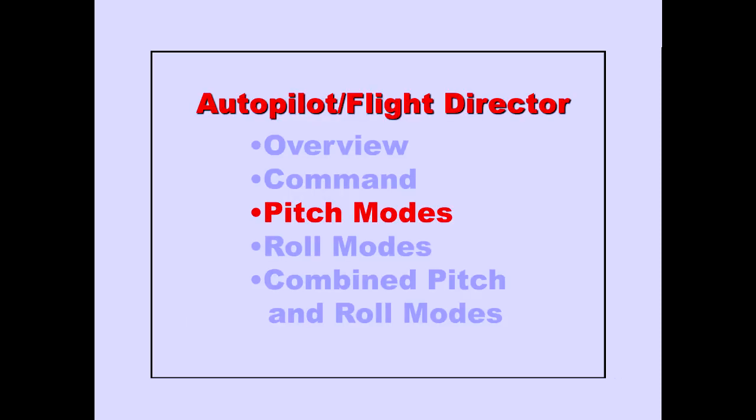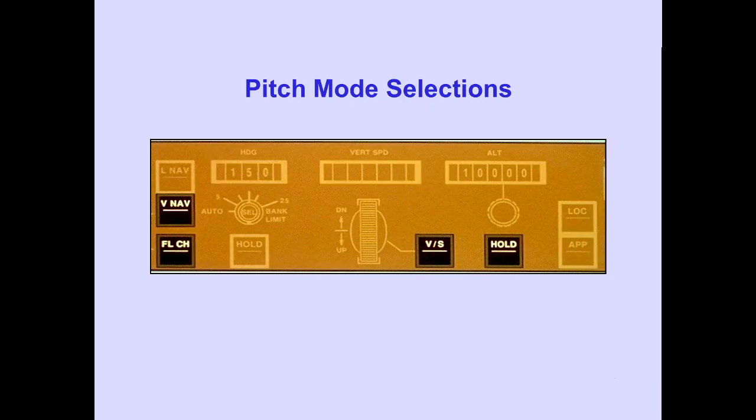Now let's discuss the pitch modes. The pitch mode selections are VNAV, flight level change, vertical speed, and altitude. VNAV relates to the flight management system and will be discussed later. Let's first discuss vertical speed.